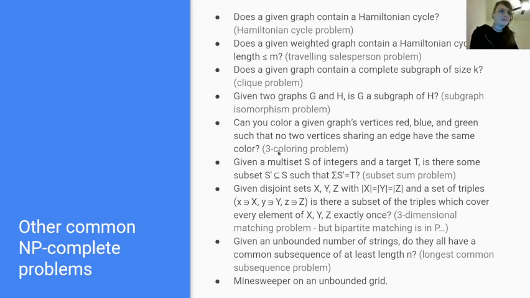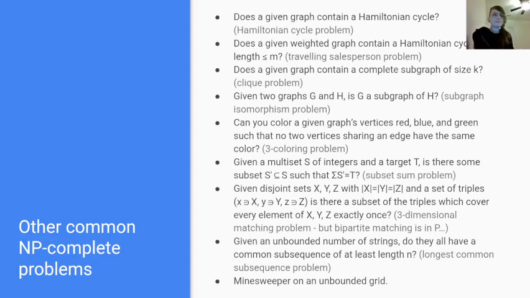Just get the flavor. First one. Does a given graph contain a Hamiltonian cycle? This is the Hamiltonian cycle problem. A Hamiltonian cycle is a cycle that goes through all of the vertices of the graph exactly once. So it follows edges in the graph that are already there and tries to go through every single vertex exactly once. All right. So the decision problem is, does a graph contain a Hamiltonian cycle or not? Because it might not. This is NP-complete.